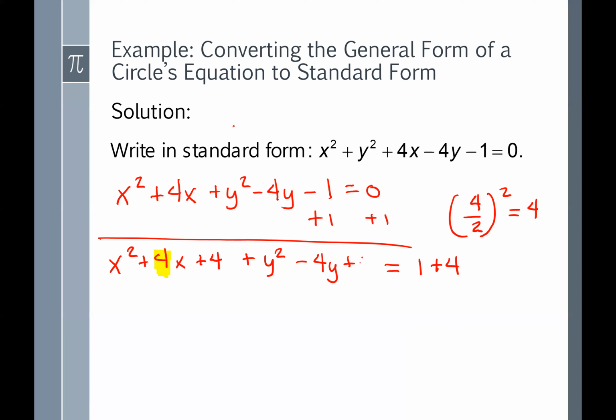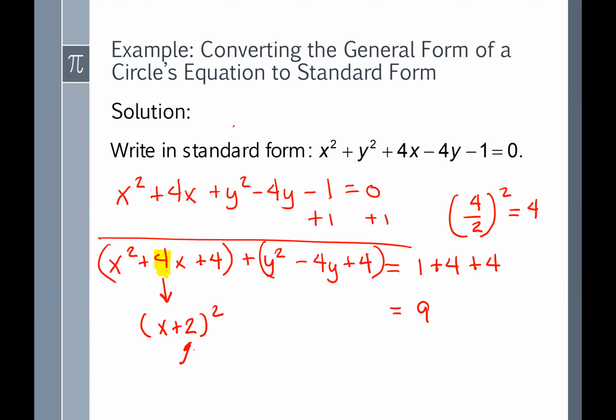So we're going to add that there, and we're going to add that there. So on the right-hand side, I'm going to get 9. And on the left-hand side here, now I have two perfect square trinomials, and it factors to a binomial squared. So this factors to x plus 2 squared.